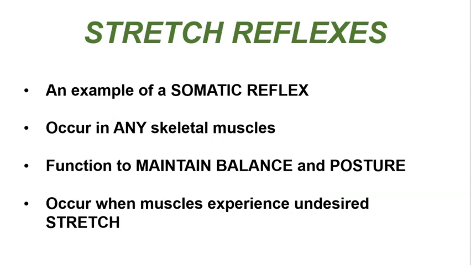So let's look at some specific examples of reflexes and how they work. We'll begin with the somatic reflexes. One type of somatic reflex is called a stretch reflex. Stretch reflexes can occur in any skeletal muscle, and they help to keep the muscles at a constant length. This helps us to maintain balance and posture, and stretch reflexes occur when muscles experience or are subjected to undesired stretch.